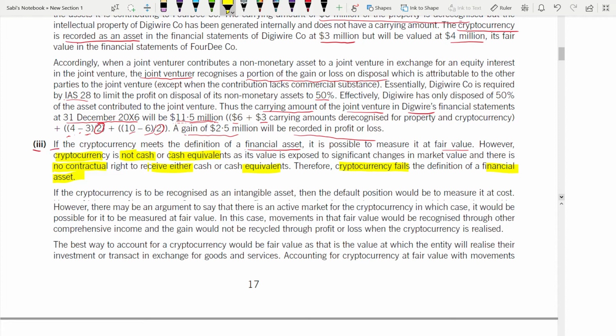Next paragraph. If the cryptocurrency is to be recognized as an intangible asset, what happens? Then the default position would be to measure it at cost exactly. If something is an intangible asset, you measure it at cost. That's what the rule says.